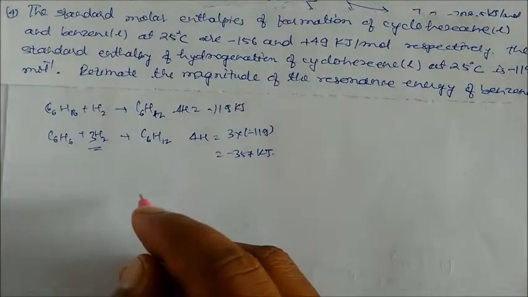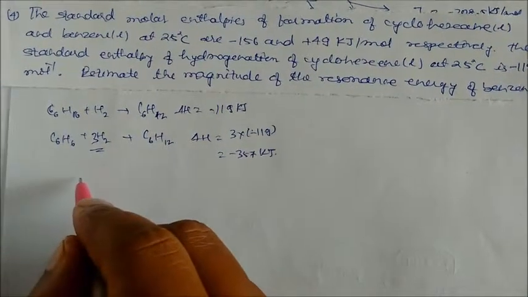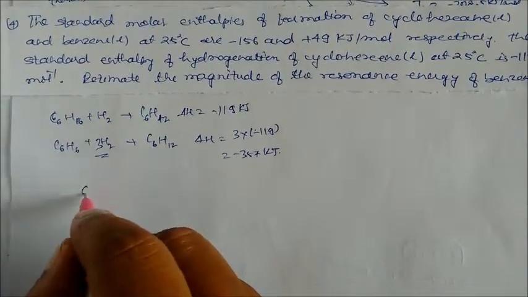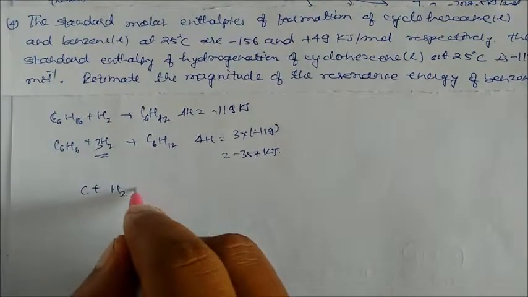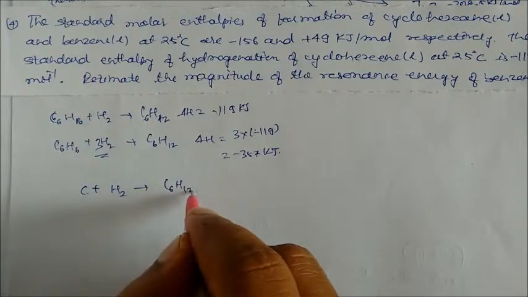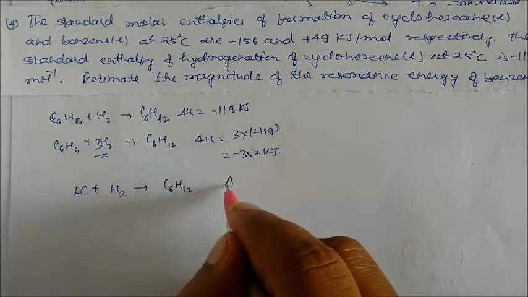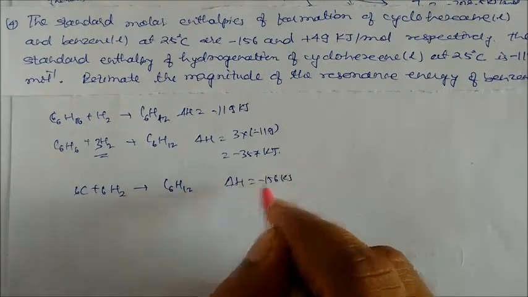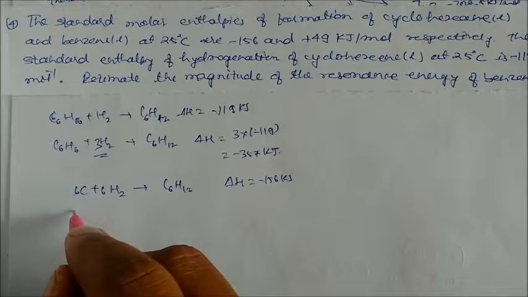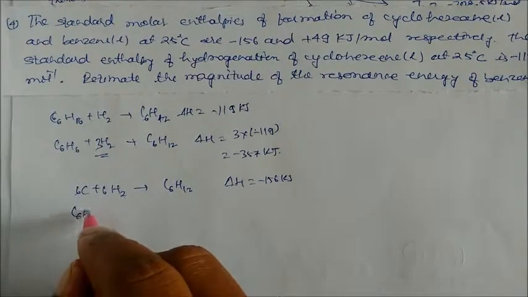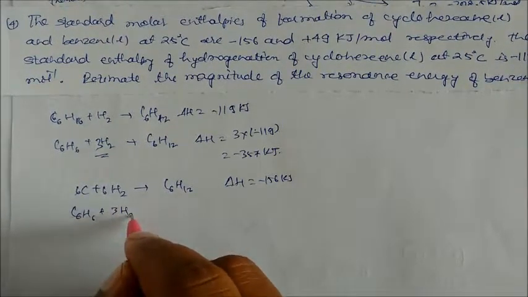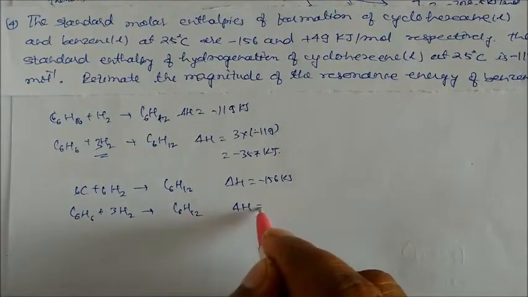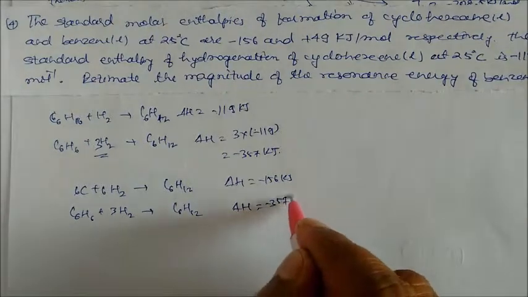Okay, now what happens: carbon plus hydrogen will give you C6H12. So here 6 carbon, 6 hydrogen, for this delta H is given here as minus 156 kilojoule. As the second equation, you take benzene, C6H6 plus 3 hydrogenation, it will give you C6H12. For this delta H is given here as minus 357 kilojoule.